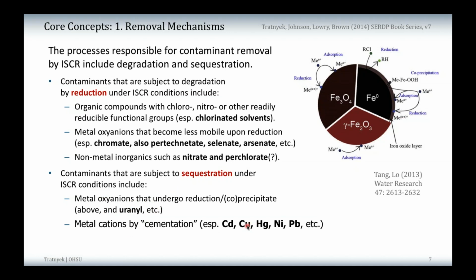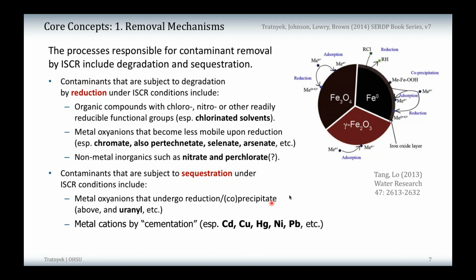There's also all the heavy metal cations like cadmium, copper, mercury, nickel, palladium, or sorry, lead, which may be removed from groundwater by a process that's sometimes called cementation. And in that case, that process is mostly best thought of as sequestration. Although in many cases, there is some overlap between reduction and sequestration.